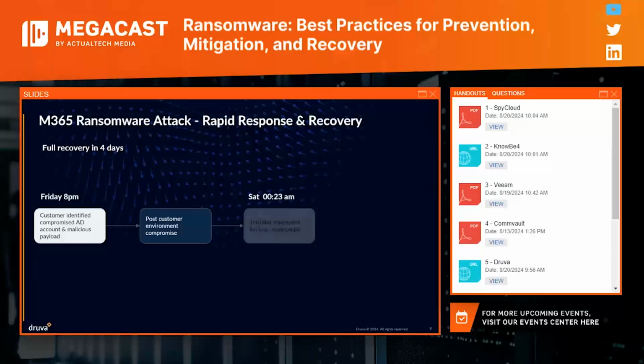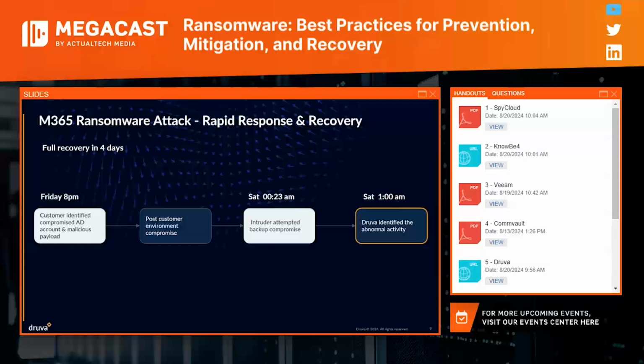By 23 minutes past midnight, the attacker successfully compromised the backup environment of Druva using credentials stolen from Active Directory and attempted deleting the backups of user mailboxes, OneDrive folders, and SharePoint sites. Druva support teams spotted the anomalous activity by 1 a.m. and then contacted the customer to alert them of this activity. They in turn confirmed the breach and had not yet been made aware of the compromise of their backup environment and subsequent deletion of their backup data.